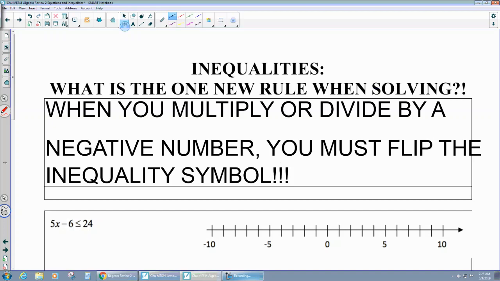And then down here, let's just fill it in. Closed circles are for less than or equal to or greater than or equal to. So it has the or equal to sign.